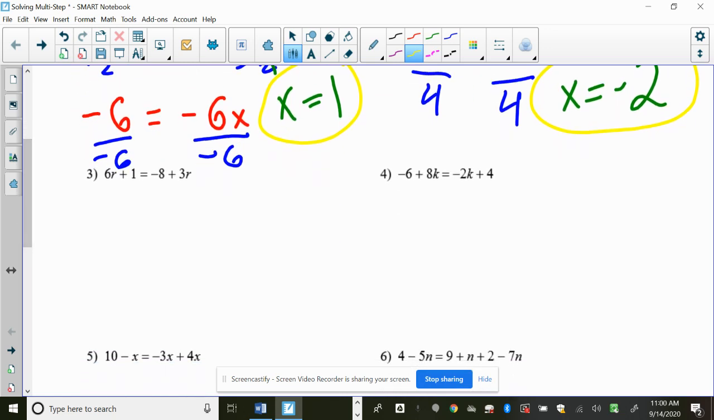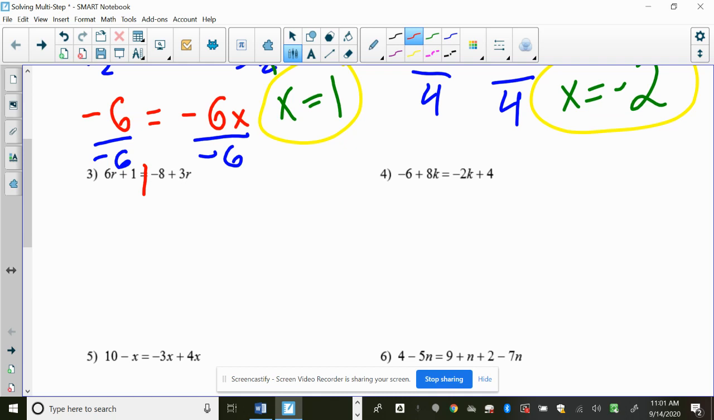All right, now we look at 3. So this is different than what we had yesterday because you're hopefully seeing that when we make our barrier, the equal sign, when we analyze the left and right, this time we have variables on both sides. So we have an r over here and we have an r over here. So we're going to look and see if we can combine anything. Left side, 6r plus 1. Those are not like terms. We can't do anything there. Right side, -8 plus 3r. Cannot combine those. They're not like terms.